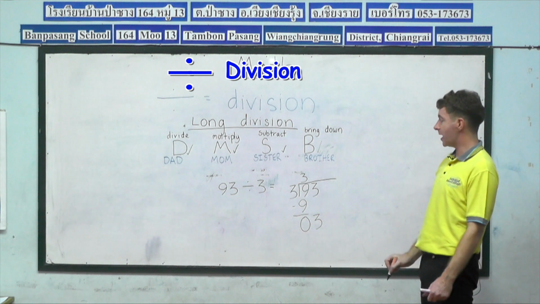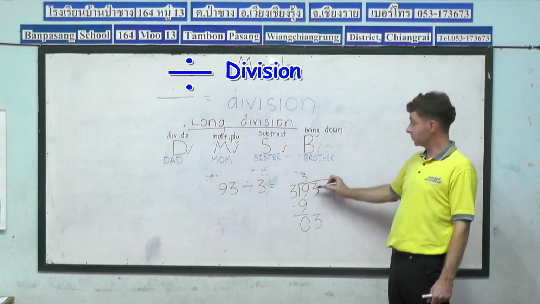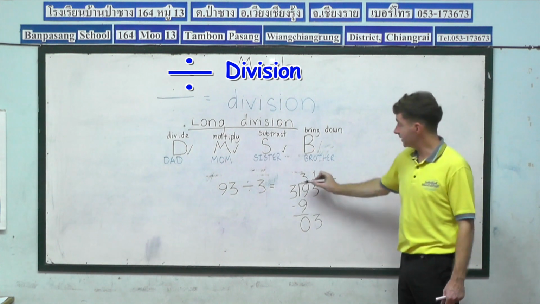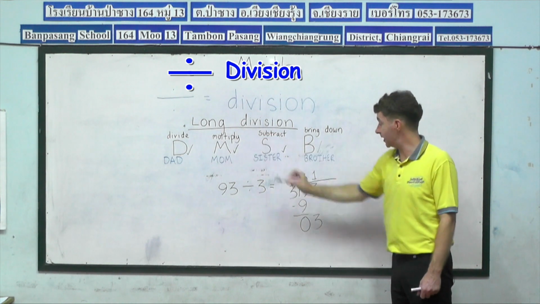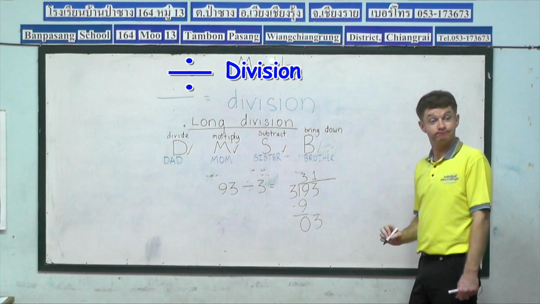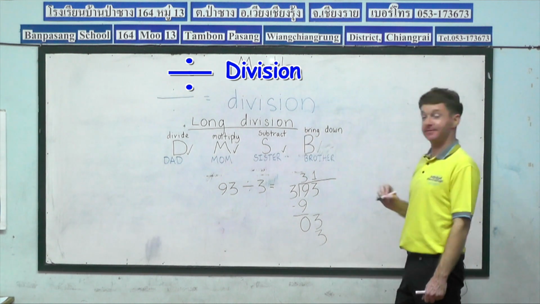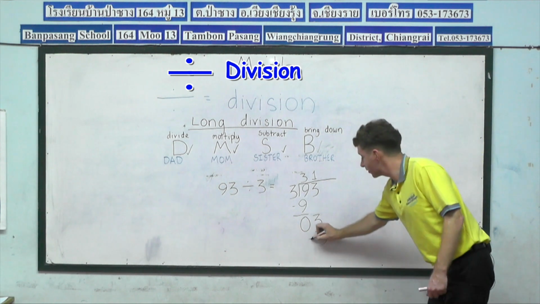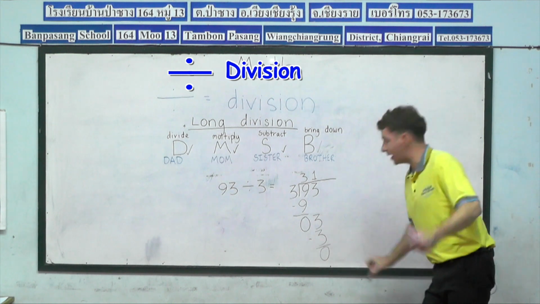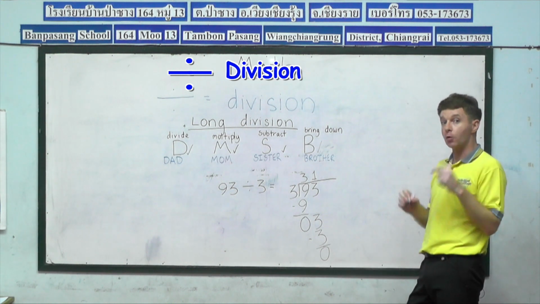Excellent. So what happens next? 3 divided by 3 equals 1. Okay? Next we multiply. 3 multiplied by 1 equals 3. And next, subtract. 3 minus 3 equals 0. Excellent. We've got 2 zeros. That means we're correct and no remainders.